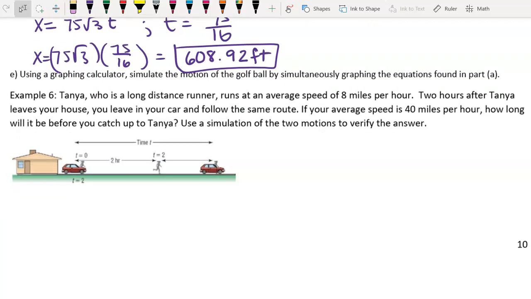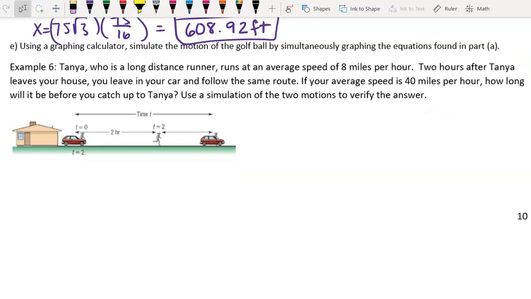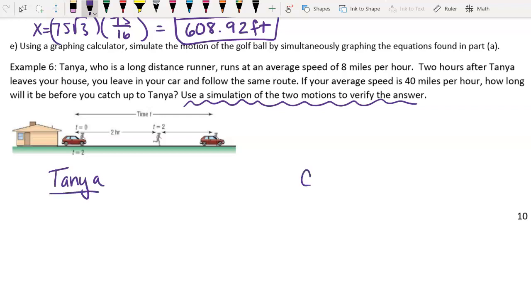Last example. Sean, can you help me read example 6? Tanya, who is a long-distance runner, runs at an average speed of 8 miles per hour. 2 hours after Tanya leaves the house, you leave in your car and follow the same route. If your average speed is 40 miles per hour, how long will it be before you catch up to Tanya? Perfect. Use a simulation of the 2 motions to verify this. That's optional again. But we are going to write a parametric equation for Tanya and you in your car. Tanya is a runner. Sounds like you're not a runner because you're in a car.